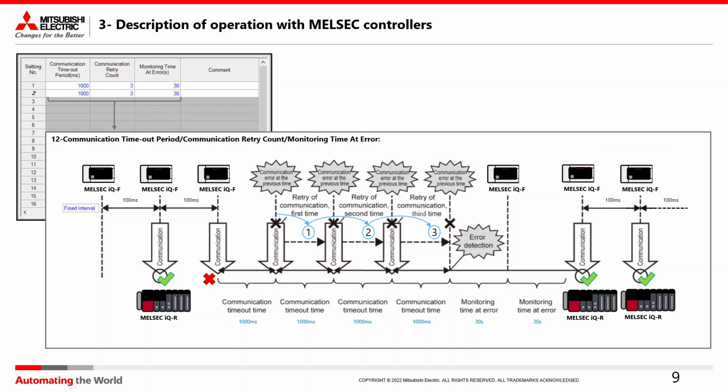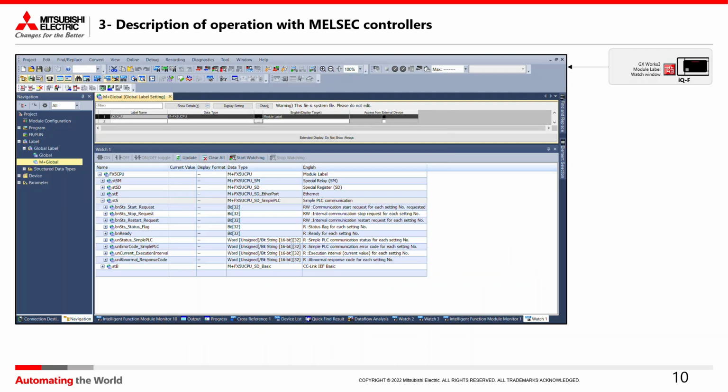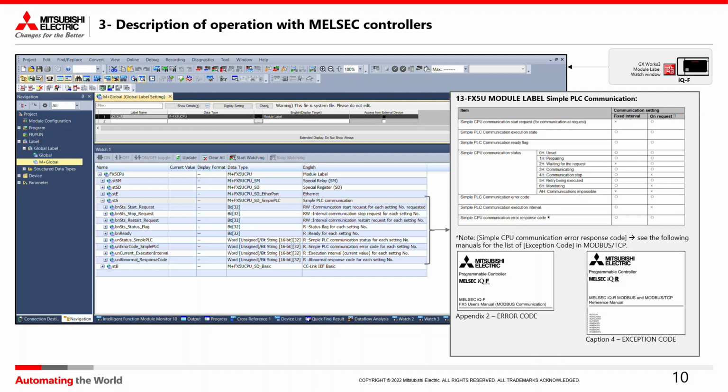The error code is then provided and the setting goes into a state of waiting for a new trigger to execute it. To check and diagnose the function status, we have the module label section dedicated to the simple CPU communication function. This part of the module label is organized with arrays of 32 values, as the number of settings available on the FX5U CPU module. The start request bit is used and valid only to send the trigger for the on-request settings. The stop request and the restart request bits are only used for fixed interval settings.